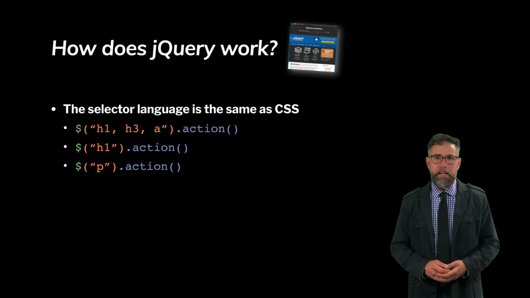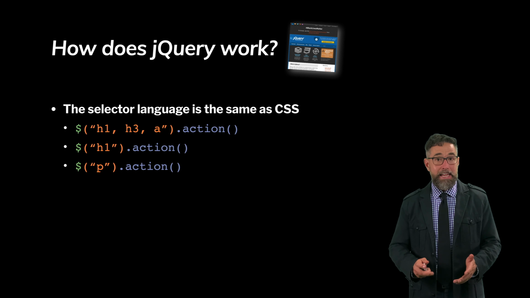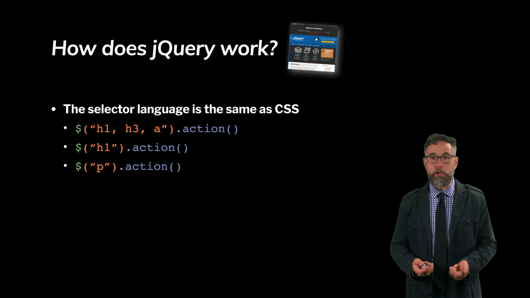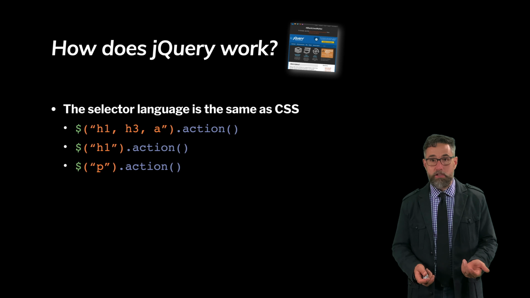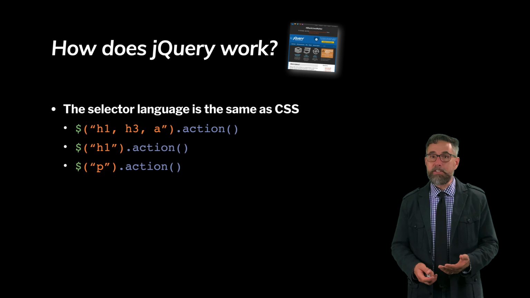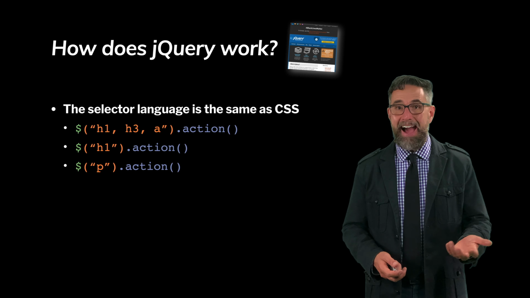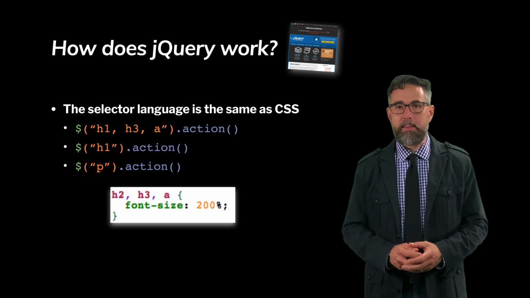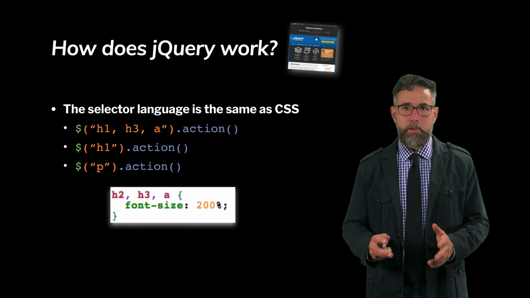The selector language that we use is the same as CSS, or cascading style sheets. So it's convenient because cascading style sheets are used to apply formatting to elements of the HTML document object model. And so we're going to use that same language to do actions on the document object model. So we might have some CSS that looks like this.